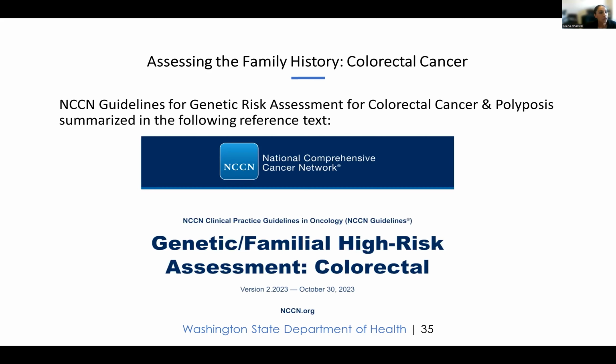Moving now on to colorectal cancer. The colorectal cancer guidelines and polyposis guidelines are summarized in the NCCN reference text that is pictured below. This is the most recent version, but they again are updated frequently, so it's important to make sure you're looking at the most recent version.